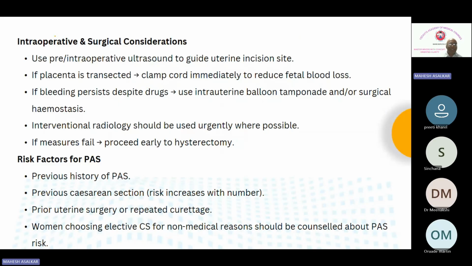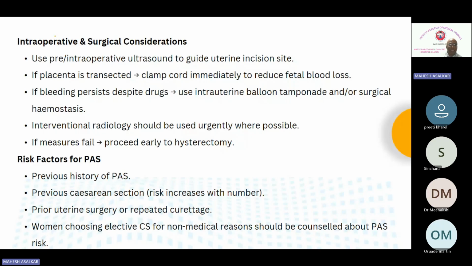If the bleeding persists despite drugs, then use intrauterine balloon tamponade and or surgical hemostasis. Okay, so these patients will be prone to the development of PPH. We will manage with appropriate drugs. If that fails, then go for intrauterine balloon tamponade and or surgical hemostasis. Interventional radiology should be used urgently if it is available and possible. Okay. If measures fail, then proceed early to hysterectomy.